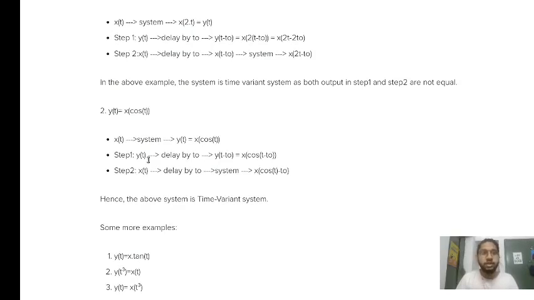In the first step, we delayed the output by t naught: y of t minus t naught. Y of t equals x of cos t, so it is x of cos(t minus t naught). In the second step, we delayed the input by t naught and fed it to the system. What the system is doing is changing t to cos t. So it would be x of cos t minus t naught. It would not affect t naught because it's a constant.